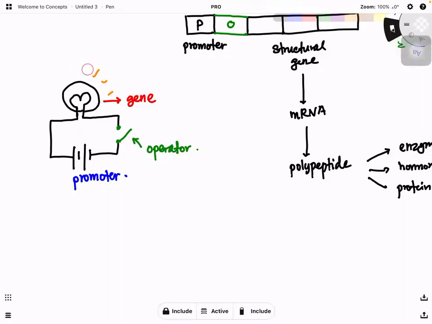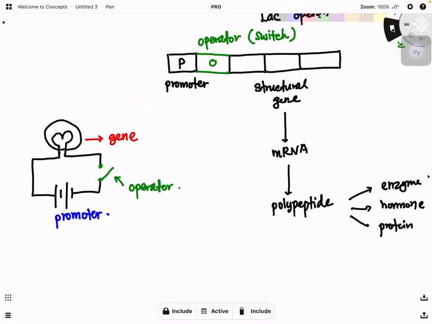Then I can control when I want to turn it on. For example, if the room is very bright, then I switch it off. If the room is very dark, then I switch it on. So it means the operator will help us to control whether the gene has to be switched on or switched off. So use this as an analogy, then you understand the concept here: for all the genes, they must have the promoter. Why do you need to have the promoter? Because promoter is the binding site of the RNA polymerase, allowing the gene to be transcribed.